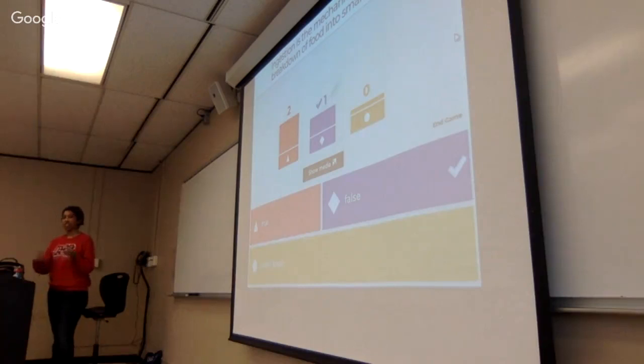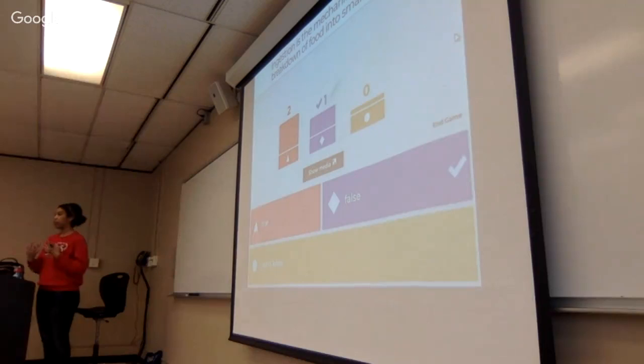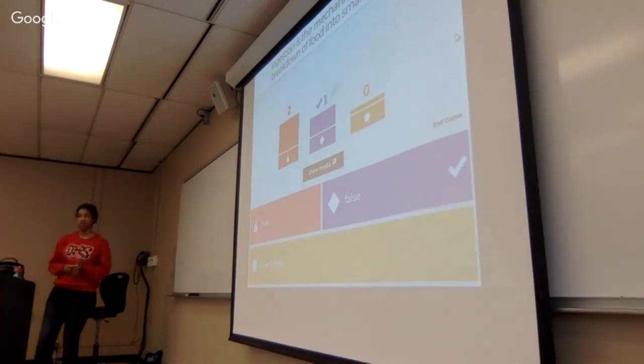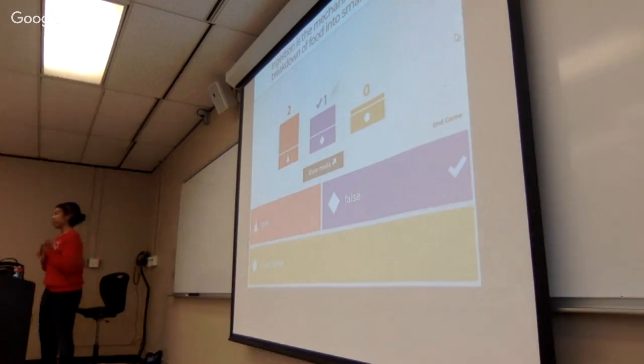So ingestion is when you're taking in the food, you're eating it, physically eating it, but the actual breakdown of that food into its chemical units is digestion. All right. We'll go ahead and move on.